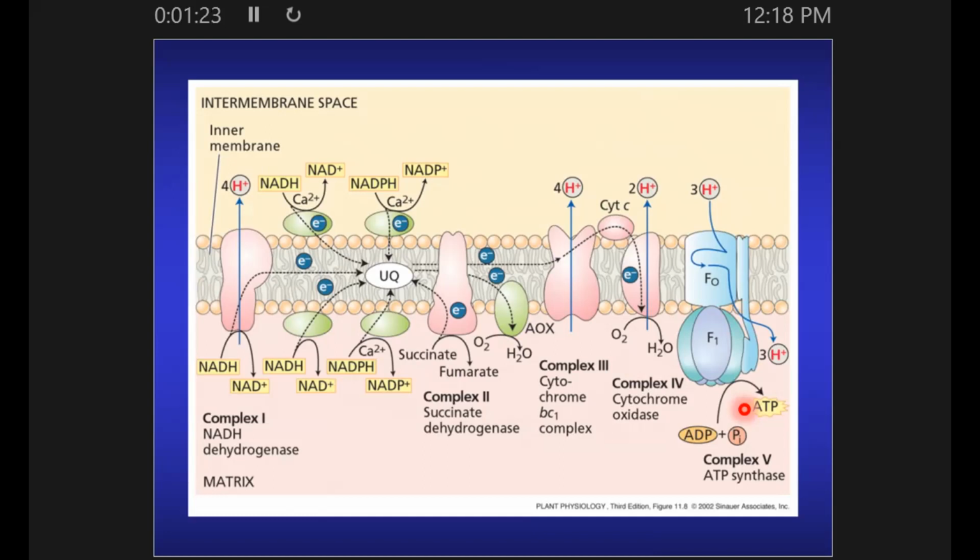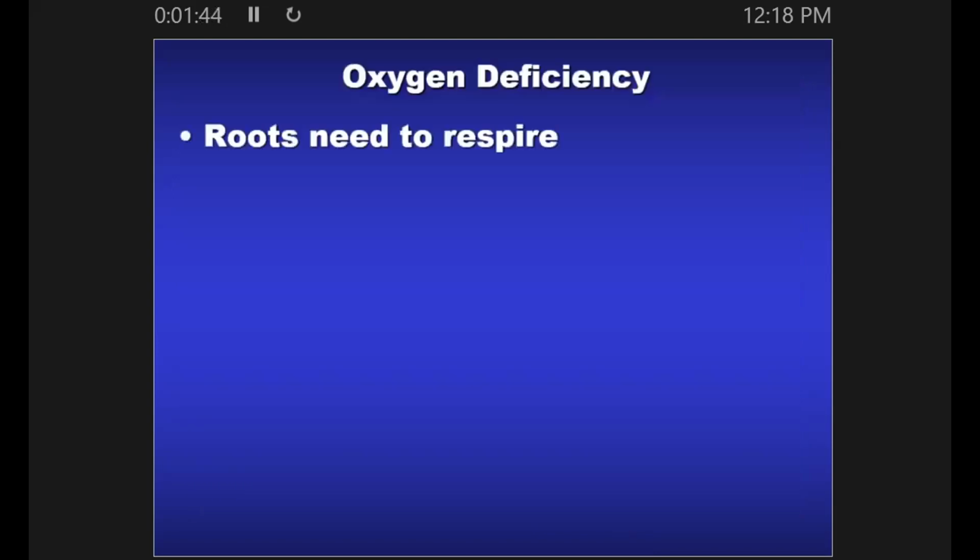Plants do it a little differently. They have some extra players in the game here, but it's the same basic premise of an electron transport chain process linked to proton pumping, which leads to a proton gradient, which leads to ATP synthesis. So all aerobic organisms need to do this to stay alive, and the roots are no exception.